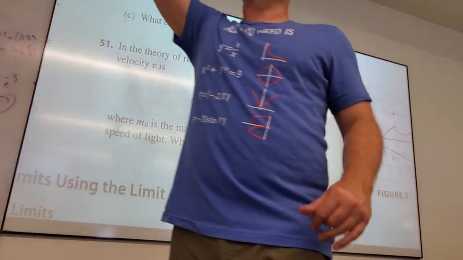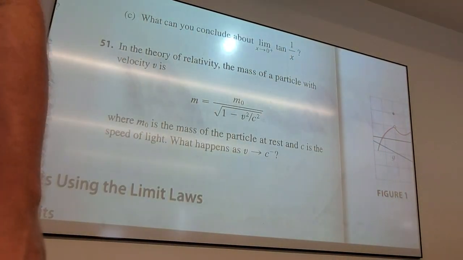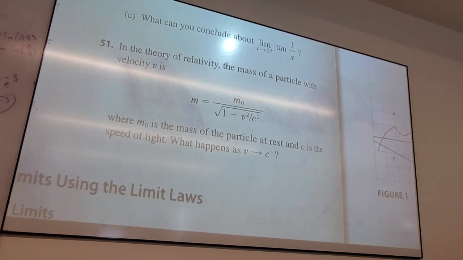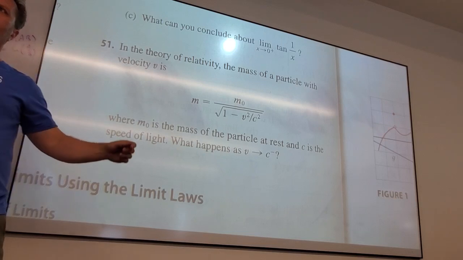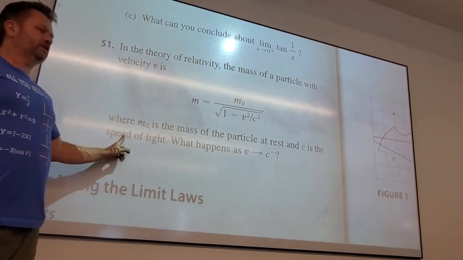So this is all about, as a particle approaches the speed of light, what happens to its mass? So why can't we just make things accelerate to the speed of light? We're not in Star Trek where it can hit warp 10 or whatever. It's a limit. So as my speed, what's the letter C? Speed of light. C is the speed of light.